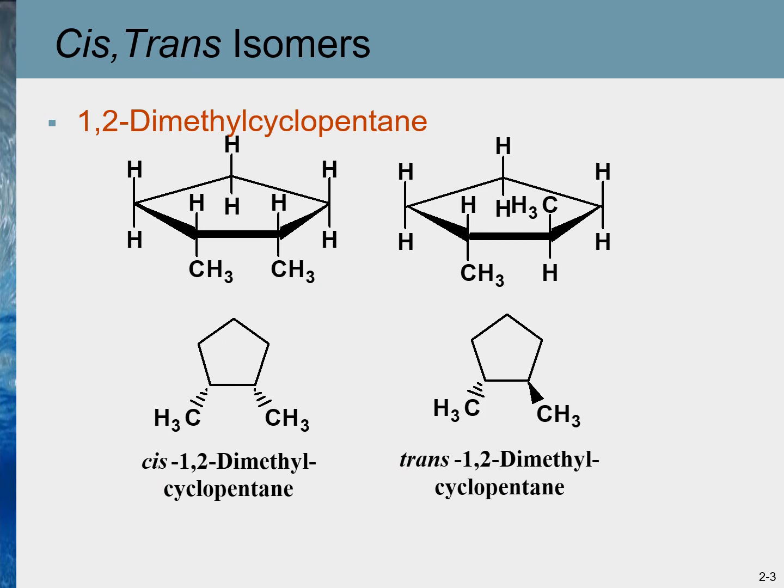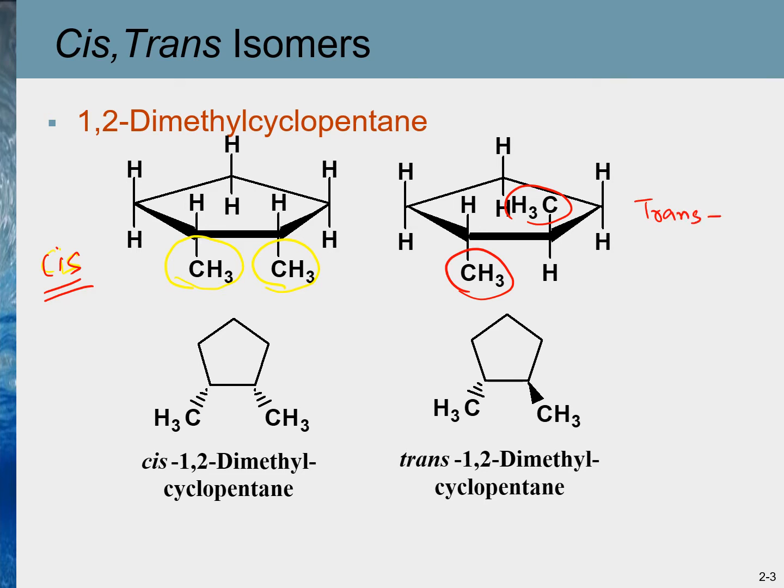The cis-trans isomers of 1,2-dimethylcyclopentane molecule are shown here. As we can see that in the first case both methyl groups are on the same side of the molecule, that is both of these substituents are below the plane of the ring. So therefore this isomer is known as cis isomer. In the structure on the right, the methyl groups are on the opposite sides of the plane, so therefore this is known as trans isomer.